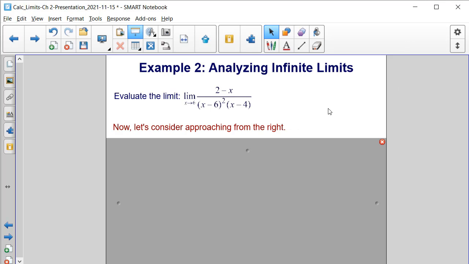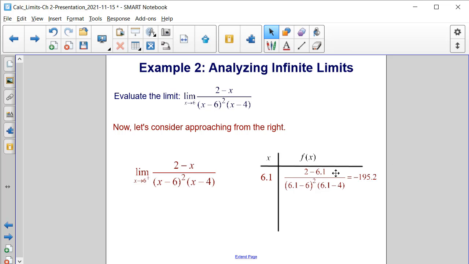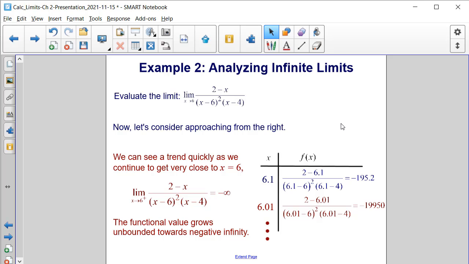Now let's consider approaching x equals 6 from the right. So we're going to pick a number that is close to 6, such as 6 and 1/10. And when we substitute that value in, we end up getting negative 195 and 2/10. And if we get closer to 6, say 6 and 1/100, we substitute that value in and evaluate, we get negative 19,950. And we can clearly see that the function values continue to grow unbounded towards negative infinity.